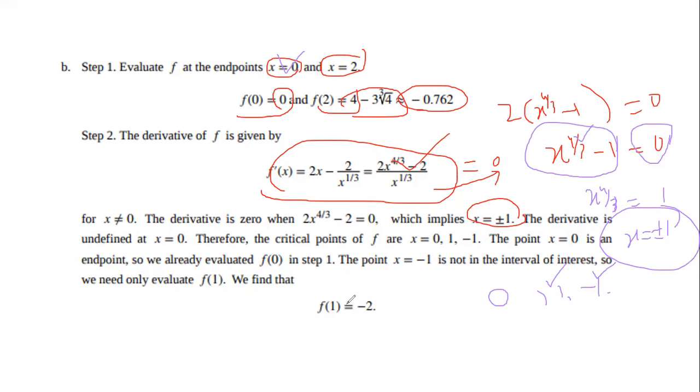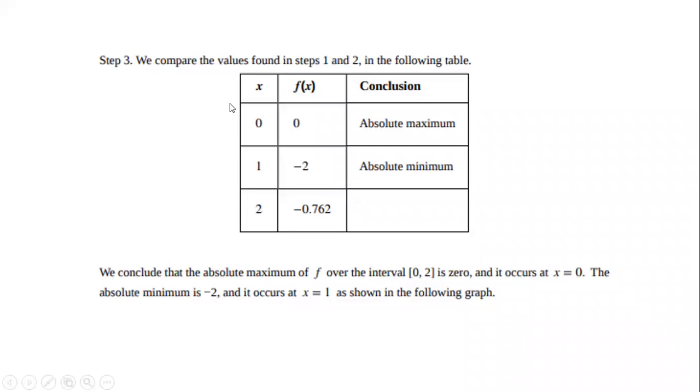For x equals 1, putting the value in the function, it equals -2, and when applying x equals 2, my value is -0.762. Now I have to compare the 3 values. At 0 it is 0, at 1 it is -2, and at 2 it is -0.762. The minimum value is the absolute minimum, and the largest value is my absolute maximum. Both values are negative, so the smallest value is -2, the absolute minimum, and my zero value is the absolute maximum. So for this function on 0 to 2, the maximum is 0 at x equals 0, and the minimum is -2 at x equals 1.